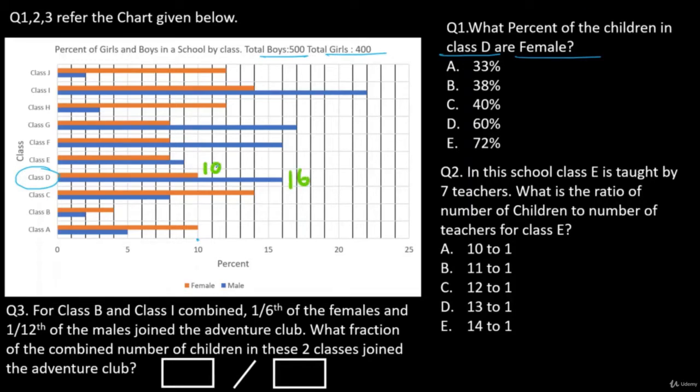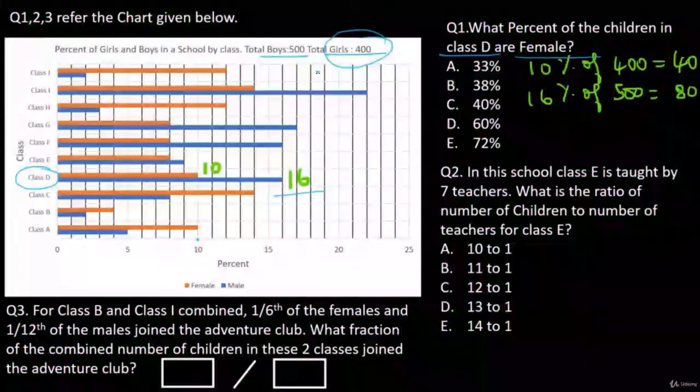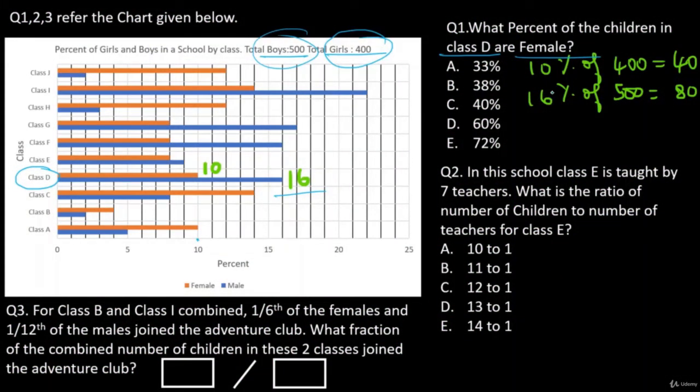All right. Now 10% of 400. How much is that? That's equal to 40, right? And you have 16% of 500. So that's equal to 16 into 500 by 100, which is equal to 80. Now the question says what percent of the children in class D are female? So you just need to find out what percent of the total is 40. So that's 40 by 40 plus 80, which is equal to 40 by 120, which is equal to 1 by 3, or that's 33%. So the correct answer to this question is option A.